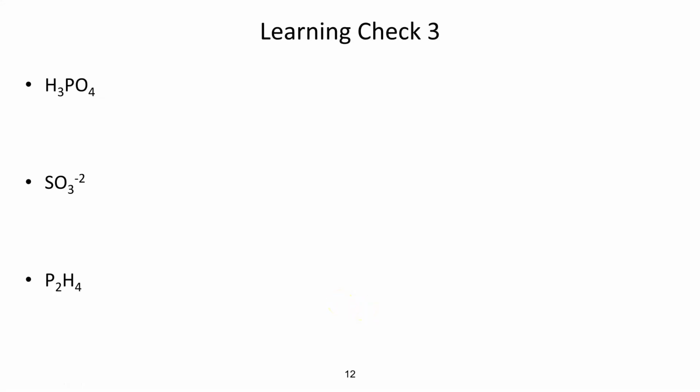H3PO4. So for H3PO4, you have 3 plus 5 plus 24. So that's 32. SO3, you have 8, 6 times 3, 8 plus -2. So that's 26. Sorry, there should be 6, not 8. 24, 26 electrons. For this one, phosphorus is 5 times 2, 10, plus 4 times 1, 4. So you have a total of 14 for this one.